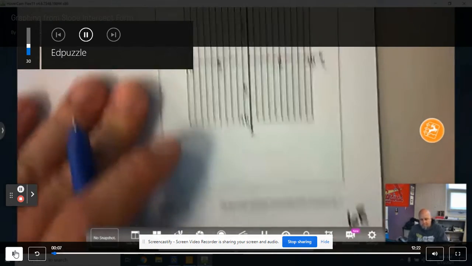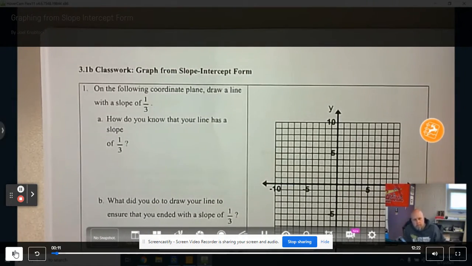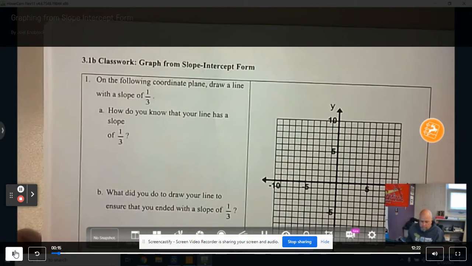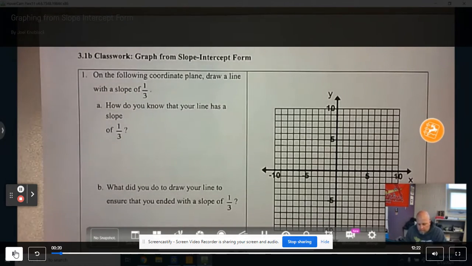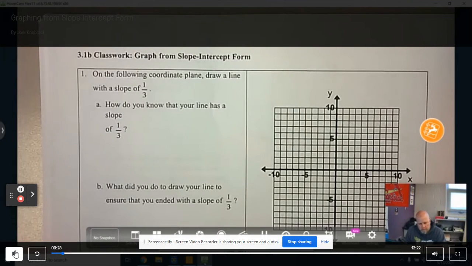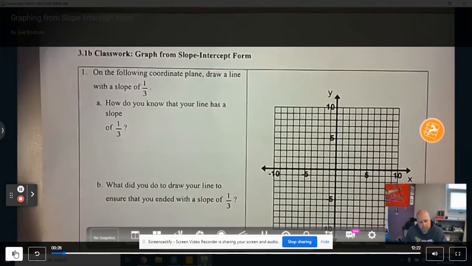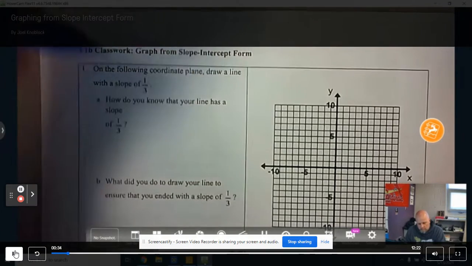Okay, page 68. So up at the top, it says classwork graphing from slope-intercept form. So we've learned about slope, we've learned about y-intercepts, we've learned how to calculate slope, we've learned how to write equations. So today we're kind of going the opposite way. We're going to take all that information and we're just going to graph it.